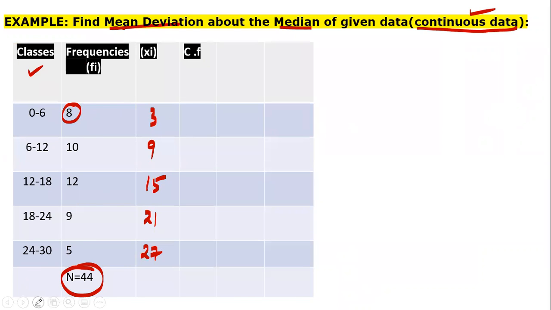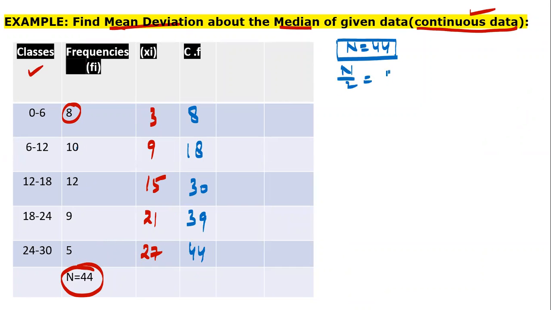8 as it is. 8 plus 10, 18. 18 plus 12, 30. Then 39 plus 5, 44. Now N equals 44. Find N/2, and it is an even number. And we know how to find out median.